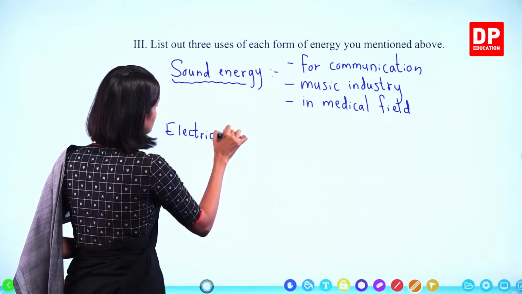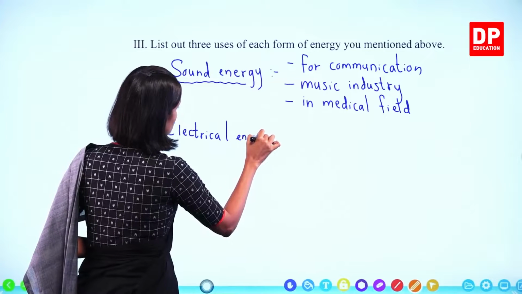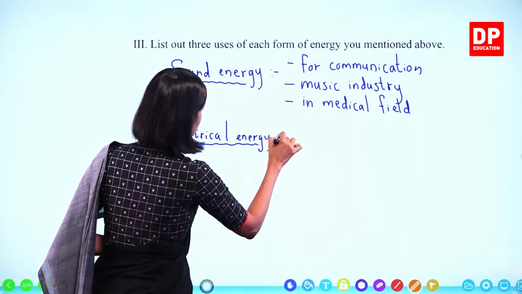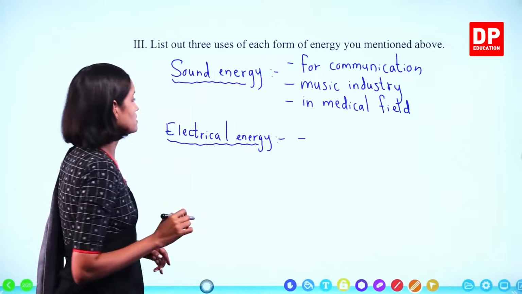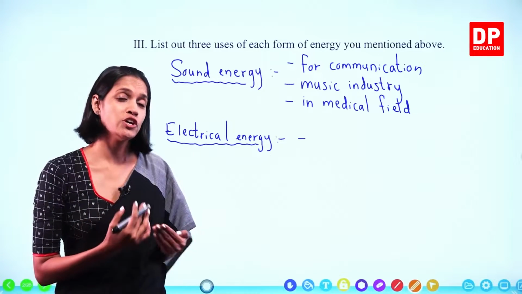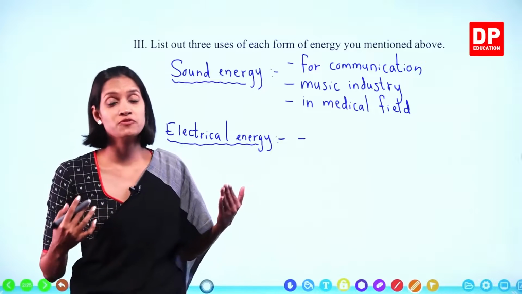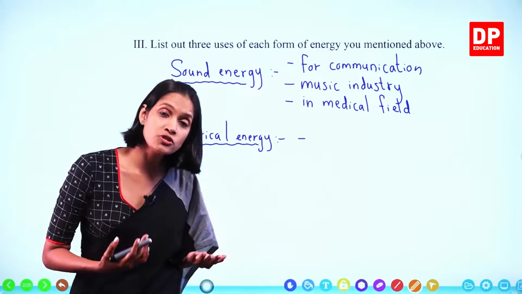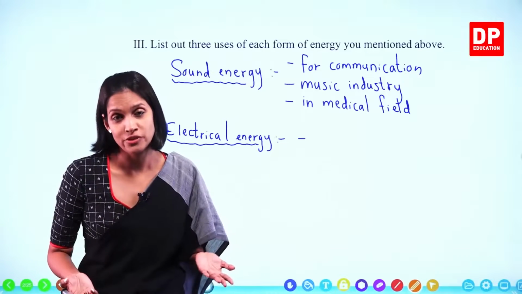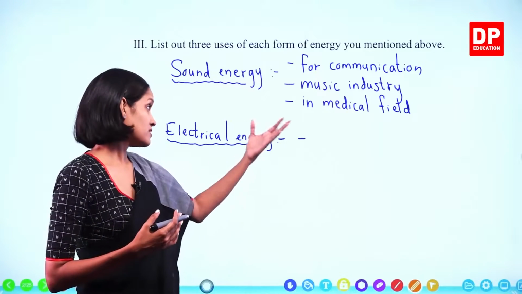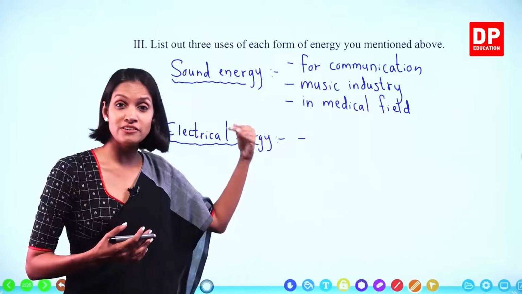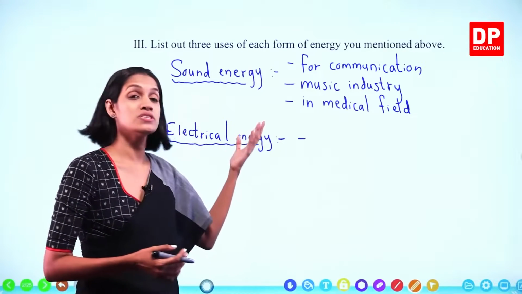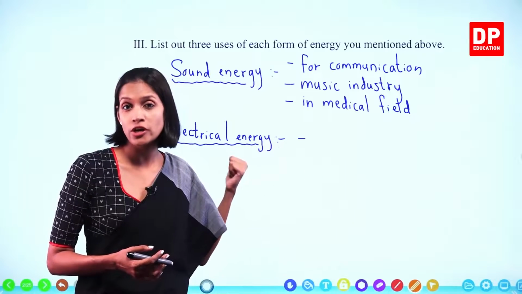Electrical energy. So what are the uses of electrical energy? You all know, to cook food, sometimes we use electrical cookers and ovens, right? To wash clothes, we use washing machines, right? And to get wind or air, we use electrical fans, right? And we use electric iron to iron our clothes.